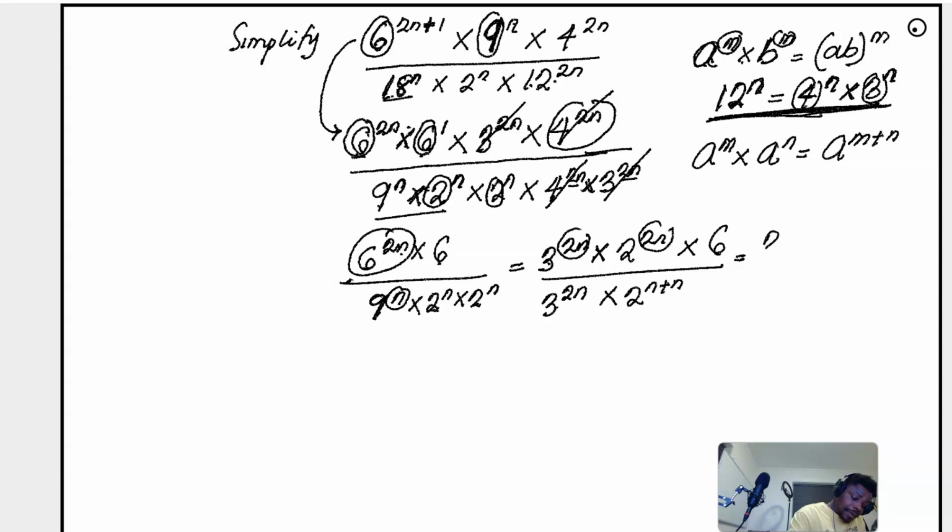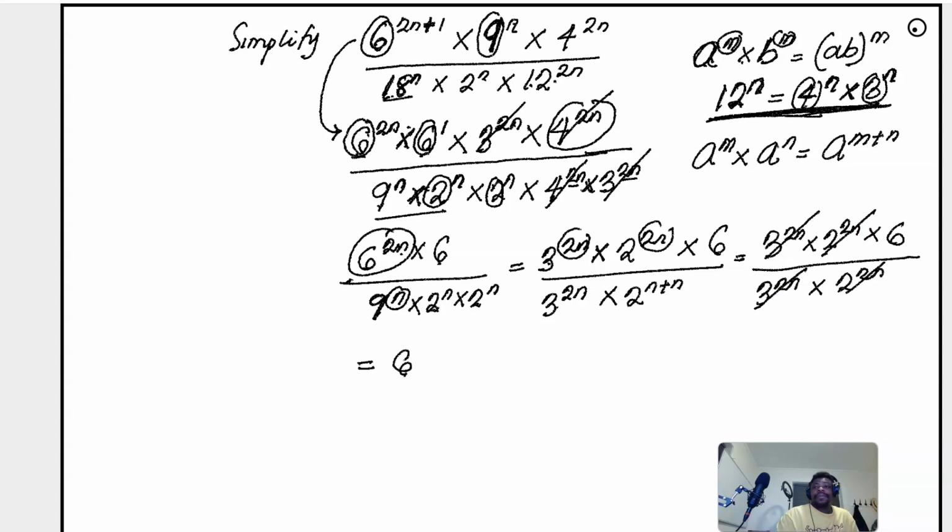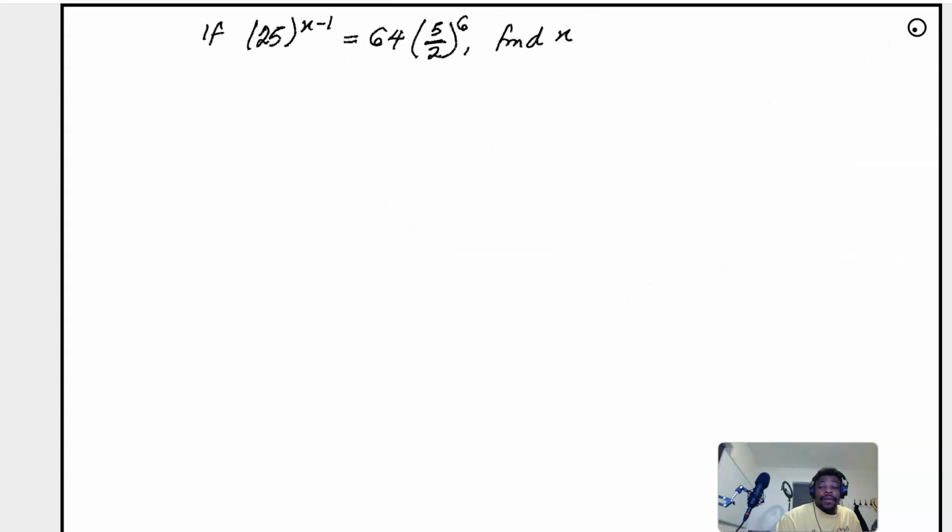I have 3 raised to the power 2n times 2 raised to the power 2n times 6 all over 3 raised to the power 2n times 2 raised to the power 2n. So you can see this one can cancel this one out. It's the same. This can cancel this one out. It's the same. So answer is 6. Easy.